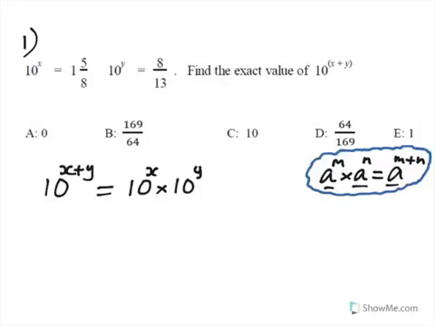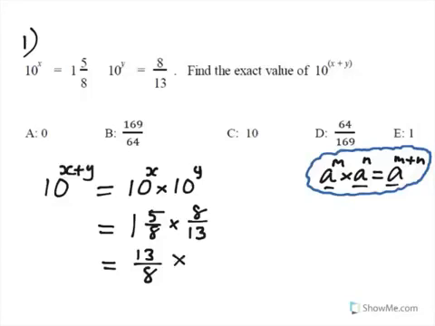All I have to do now is substitute 1 5/8 for 10 to the power of x and 8/13 for 10 to the power of y. To multiply these two fractions, we need to change the first one, the mixed number, to an improper fraction, or a top-heavy fraction. And 1 unit is how many eighths? It's 8 eighths. There are 5 more eighths to consider, so that's a total of 13 eighths. So it's 13/8 times 8/13, which is quite nice.